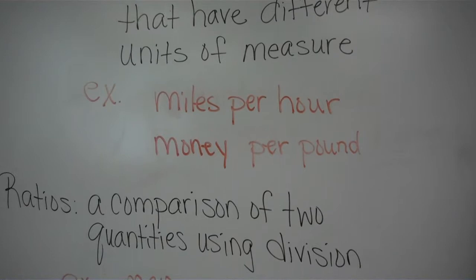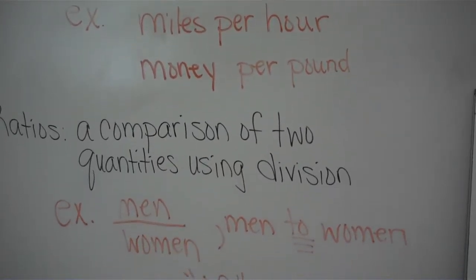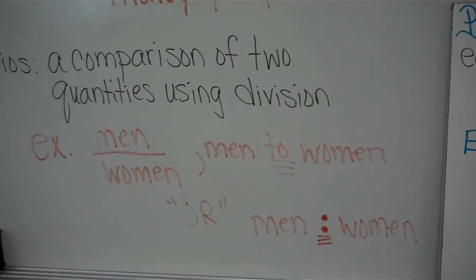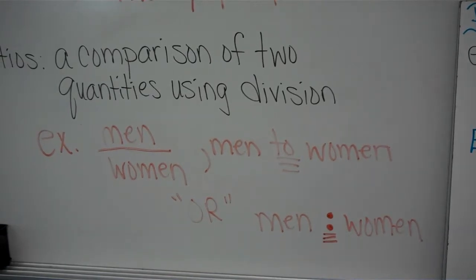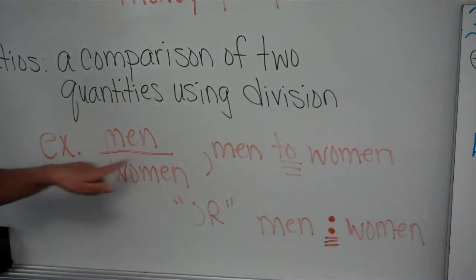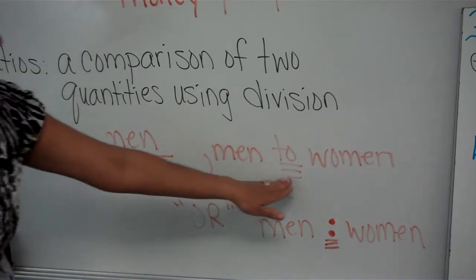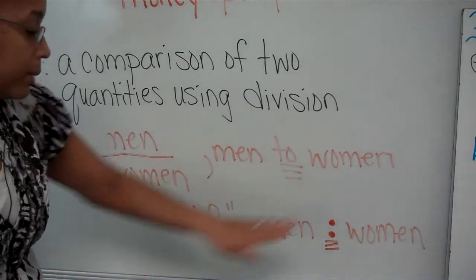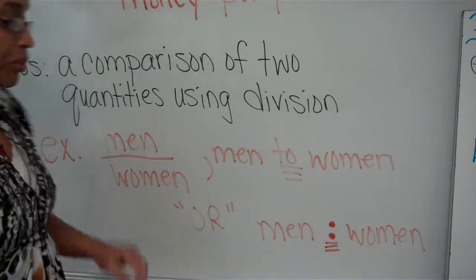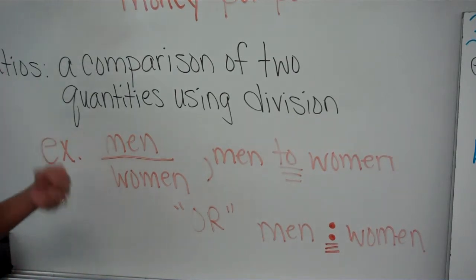Ratios are nothing more than fractions. Ratios are a comparison of two quantities using division. So for example, when you are writing ratios, you can write that three different ways. You can write a ratio as a fraction like you see here, men over women, and we don't say over in 6th grade, we say divided by. So this will be men divided by women. You can write it with the word to here, men to women, or you can write it with the colon, men colon women. When you're writing ratios though, whichever word is said first is the quantity that you write first.